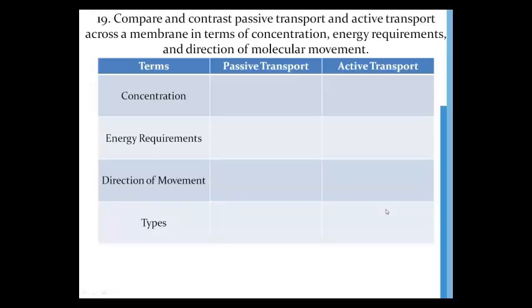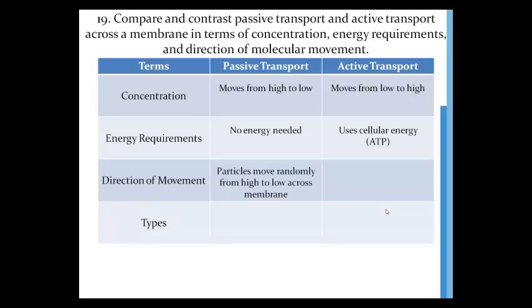Question 19 asks us to compare and contrast passive and active transport in terms of concentration, energy requirements, and the direction of movement. So, in passive transport, particles move from high to low. Active transport moves from low to high, so against the concentration gradient. No energy is needed in passive transport, whereas to move things against their concentration gradient in active transport, we're going to require energy, usually in the form of cellular energy, the energy that the cell uses, which is ATP.